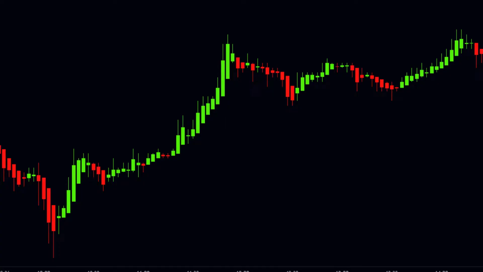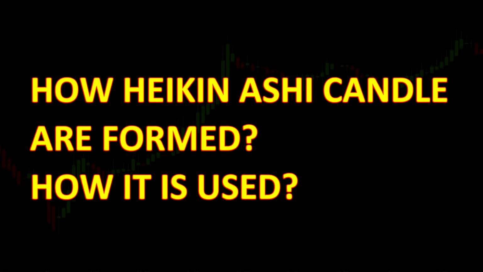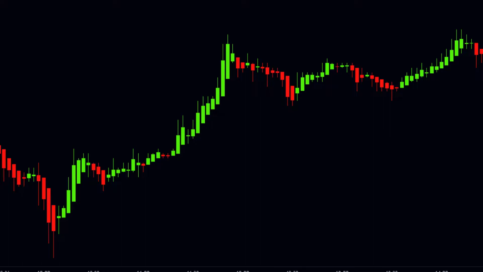But different traders have somewhat different understandings of the same candles. Now you will have a question: how are Heikin Ashi candles formed and how are they used? Don't get confused, my friends, I will explain it as simply as I can.